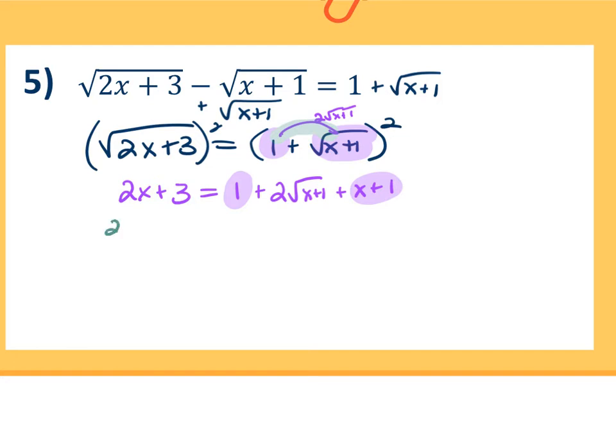Now combine some like terms. 2x plus 3 equals, this is 1 plus 1. So I'm going to do 2 square root x plus 1 plus x plus 2.